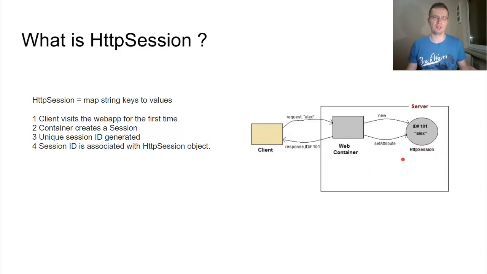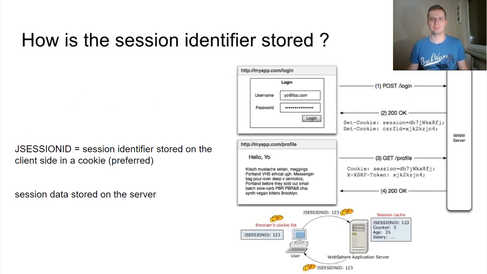So every time you create a new session, the HTTP session object is created by the container and a unique ID is assigned to the session. So HTTP session is basically a map from string keys to some arbitrary values. Once you put something in the session, the container holds a reference to the session and the session holds a reference to your object.